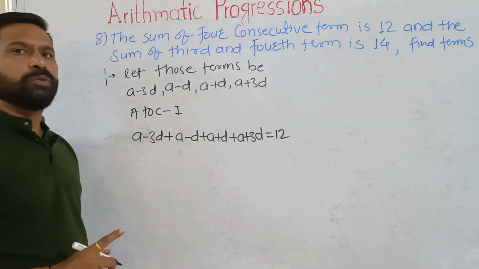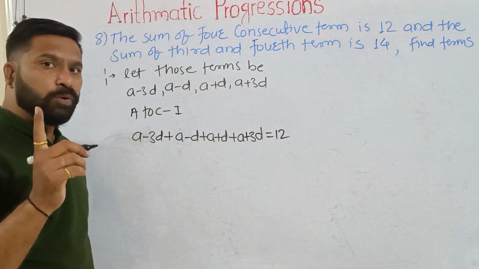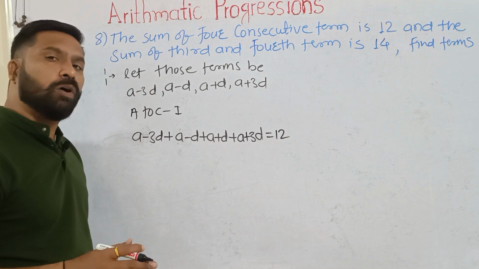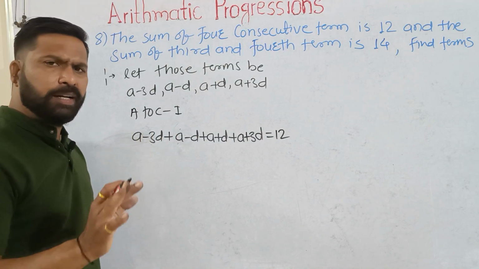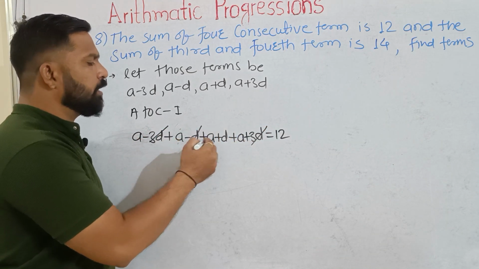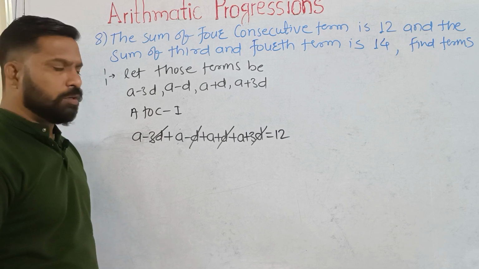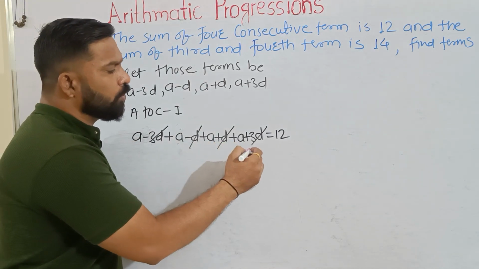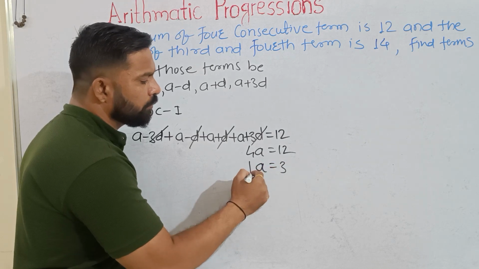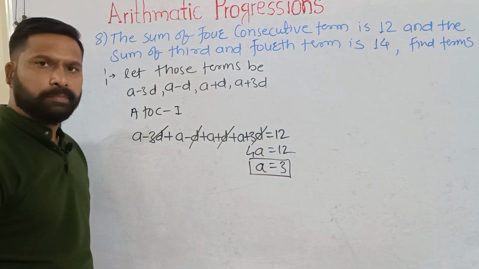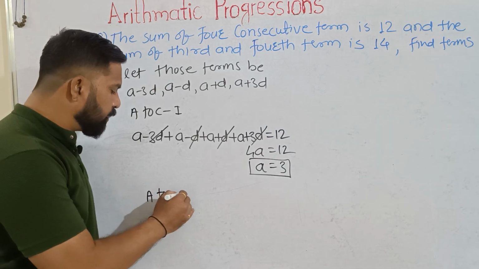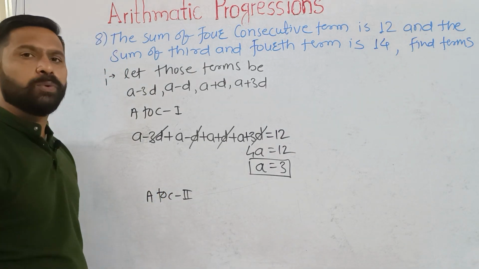As I already told you, in this kind of adjustment, the d's are going to get cancelled if the sum of all terms is given. D definitely is going to get cancelled: minus 3d plus 3d, minus d plus d. What will remain? 1, 2, 3, 4a is equal to 12. A is equal to 3. We found a. Now you can write according to condition 2.